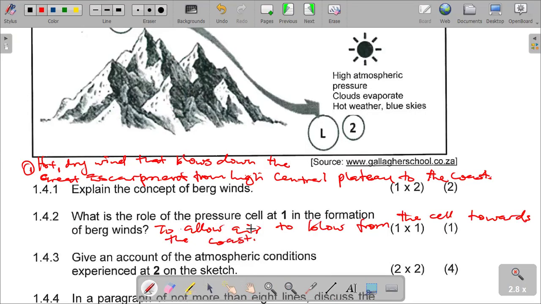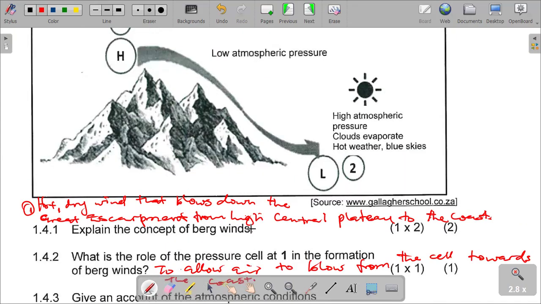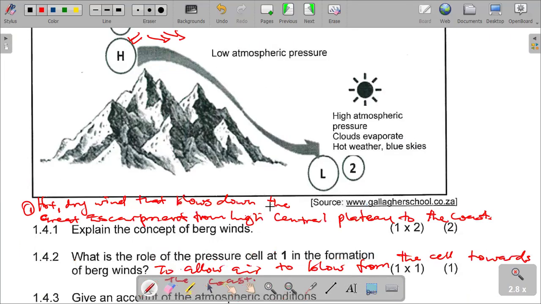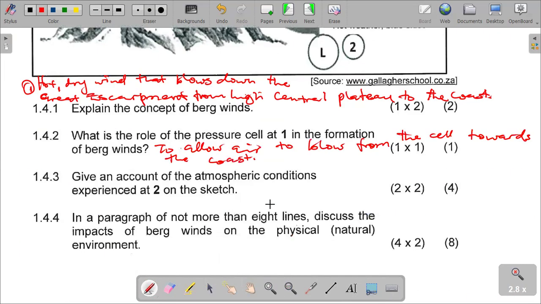The coast, as you can see, is low pressure. Air moves from high pressure to low pressure, so it enables the air to move from that cell towards the coast. That is the role of pressure cell 1 that is given there. It is allowing the drifting of air to move from it to low-lying areas, which is also to the low pressure cell. I'm sure that you understand the movement of air masses, high pressure to low pressure.